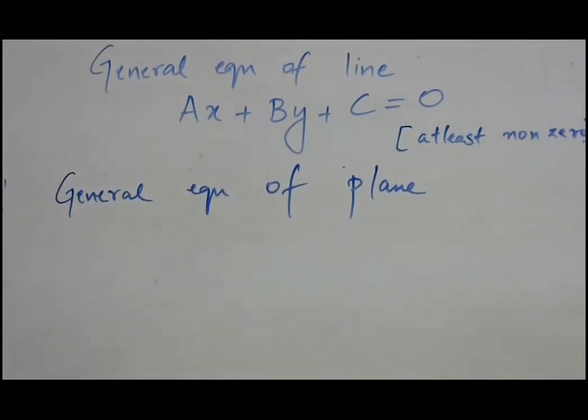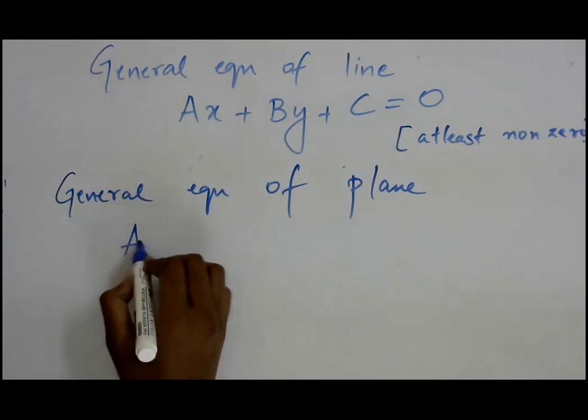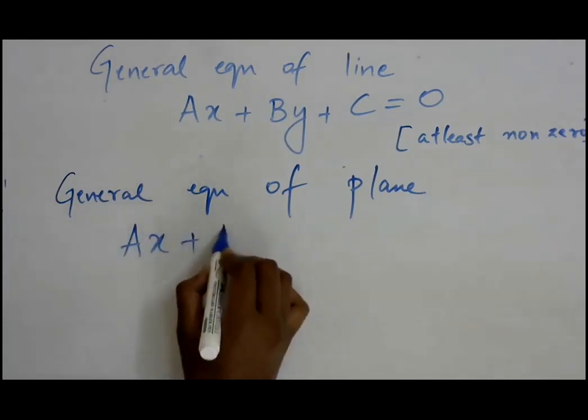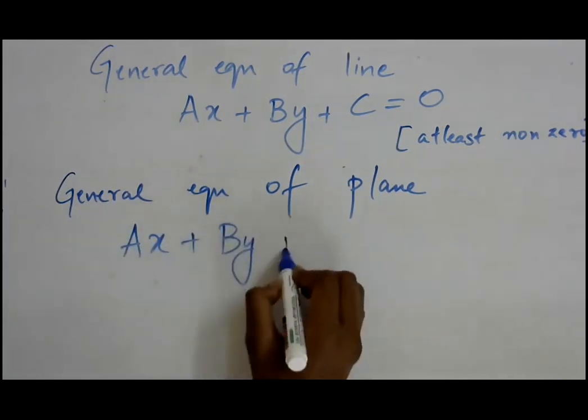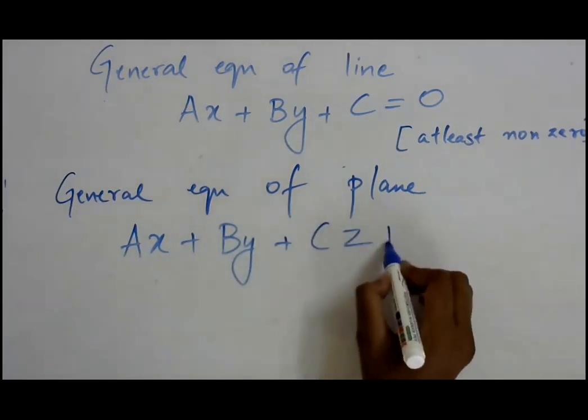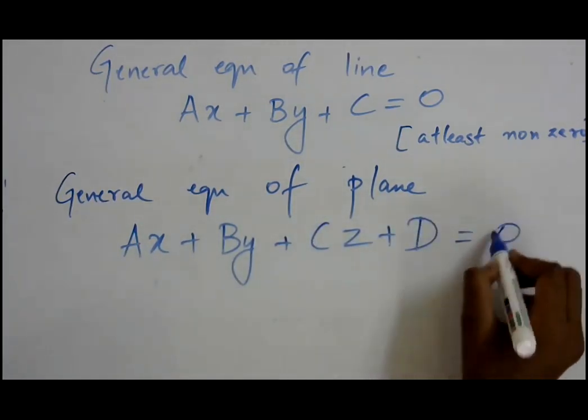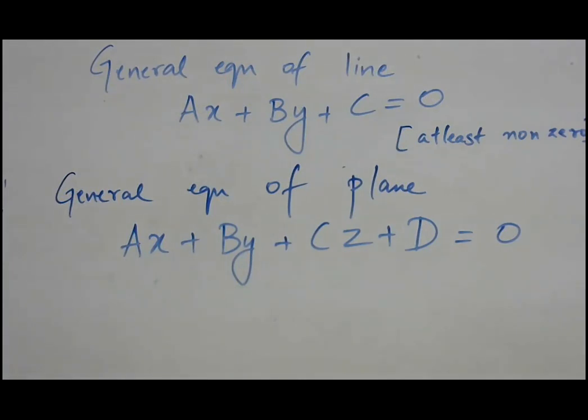So when we're talking about a plane, we are just adding one more dimension. That is, we take into consideration the z-axis. So we can actually predict that it's going to be ax plus by plus cz plus d is equal to 0. And similarly, we also make sure they can take the values of 0 provided at least one of them is non-zero.